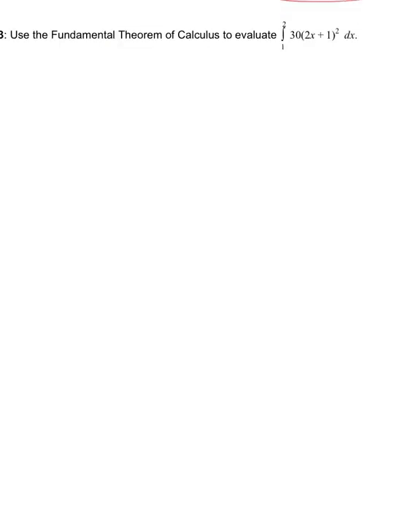Okay, my third example. This is a composite function. So we are going to have to use u substitution to find the antiderivative. So let's practice our u substitution. Now don't worry about the 30. Let the 30 come along for the ride. We're only going to do u substitution on this part of it. So my inside function, of course, is 2x plus 1. So my first step, u is 2x plus 1.